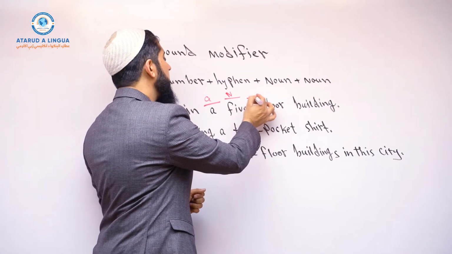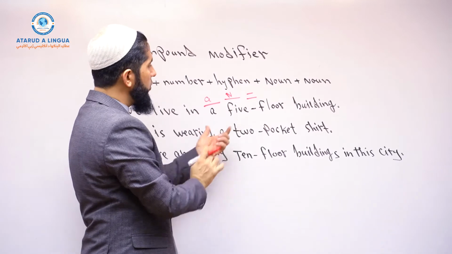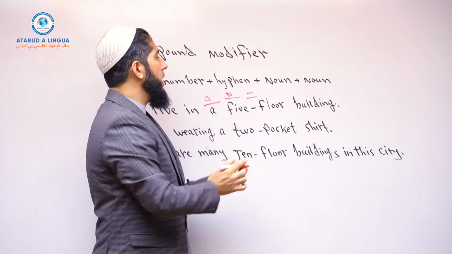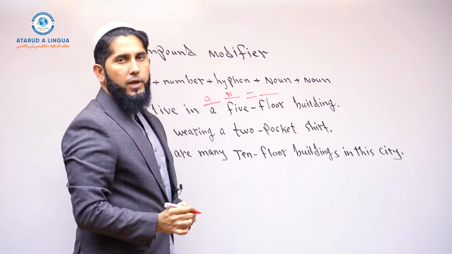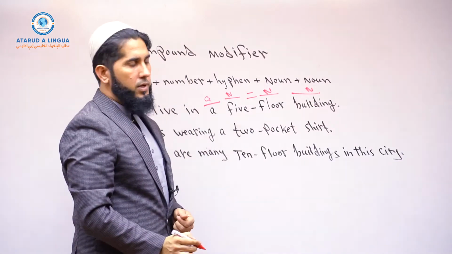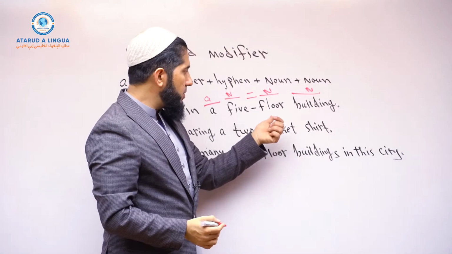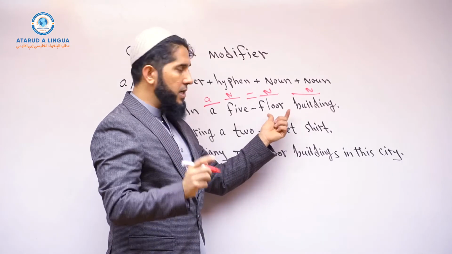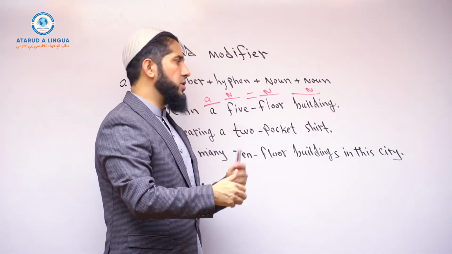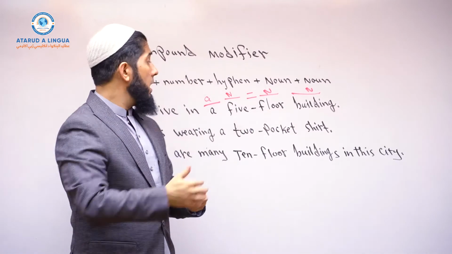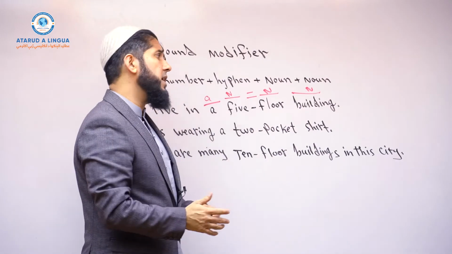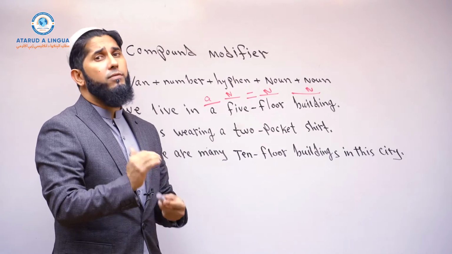And then you see a hyphen over here, between the number and the first noun. And then floor, this noun, and after that, the last noun. I was talking about the first noun between these two nouns. It should always be in singular form because it functions as an adjective. What kind of building? A 5-floor building. We live in a 5-floor building. So simply it means that our building has 5 floors.